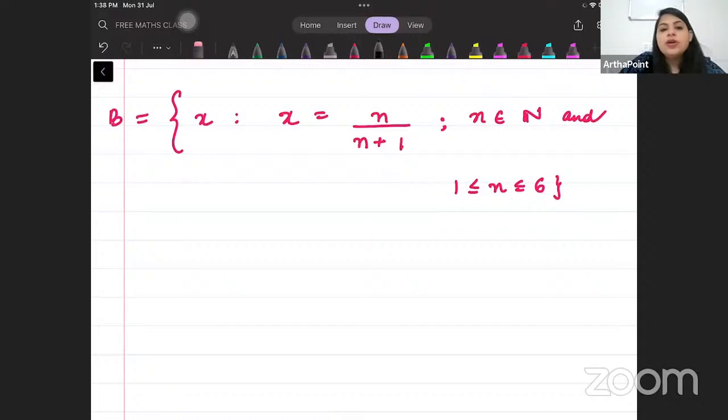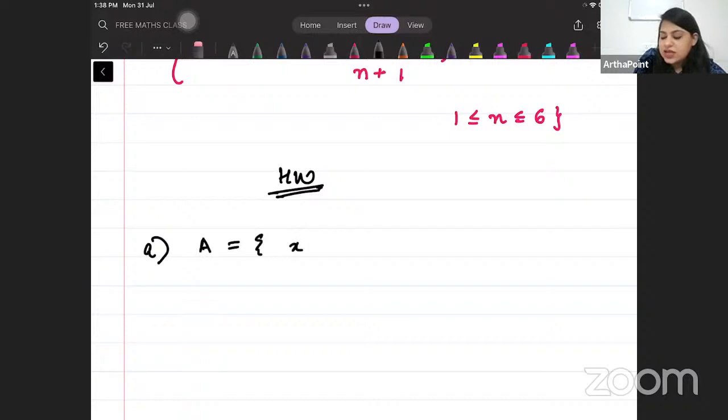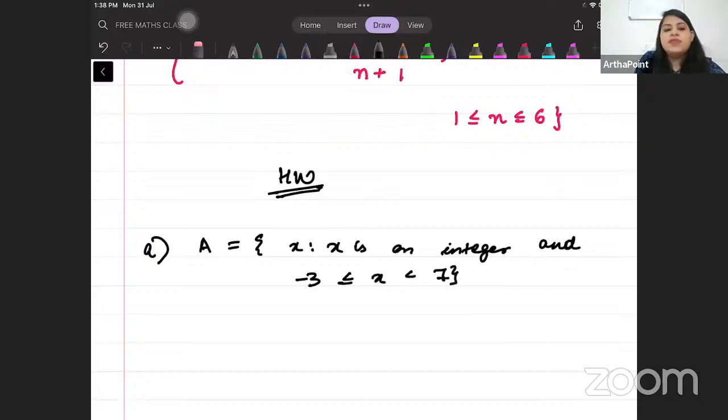Now, I am giving you homework, right? You should do this homework and then come to the next class, and I will talk further about set theory. Okay? So please write the following in the roster format. First, A is such that x is an integer and x is between -3 and 7. That's the first question. Second, F is the set of all letters in the word "better". You have to write these two in the roster format.